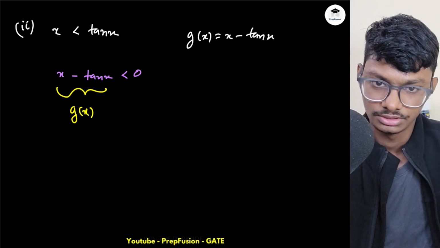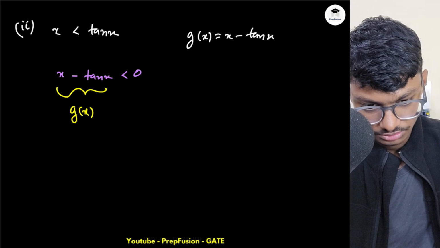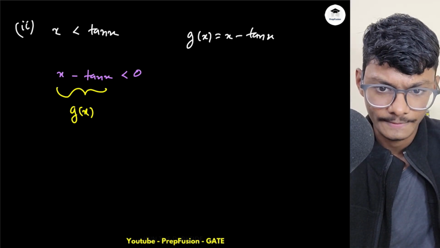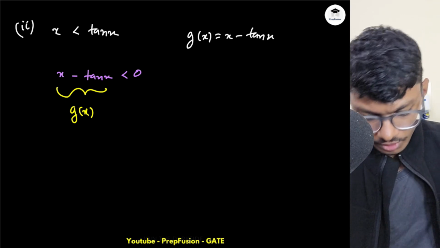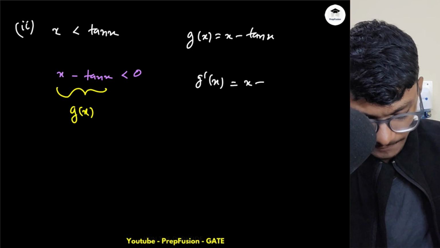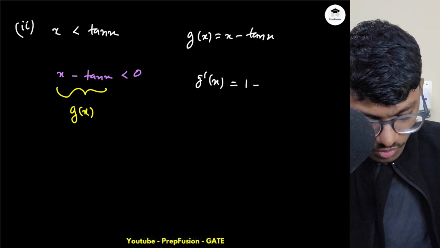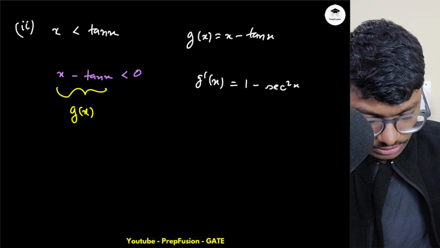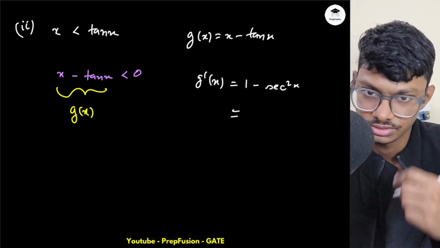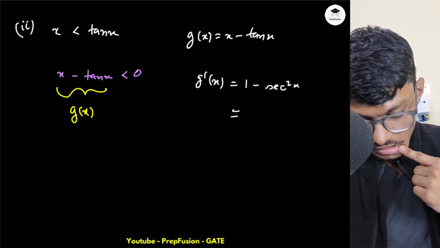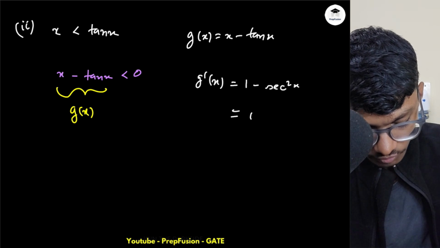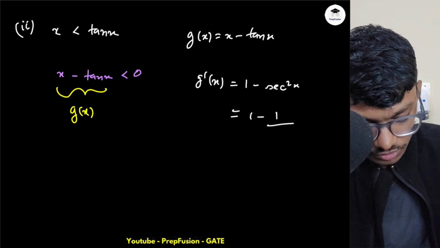Now if I differentiate, what will happen? Just hold on a second, let me check if this is recording or not. Yeah. So if I differentiate, g dash of x will be 1 minus sec square of x. What is sec square of x? Sec square of x is 1 by cos square of x.